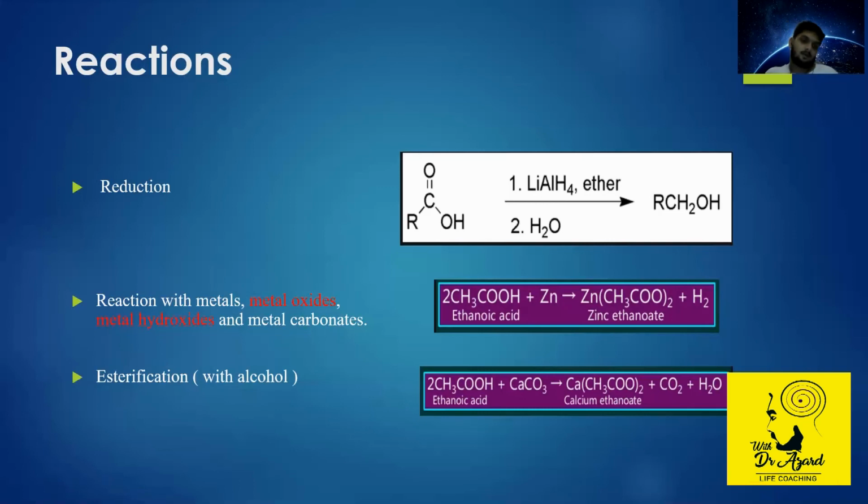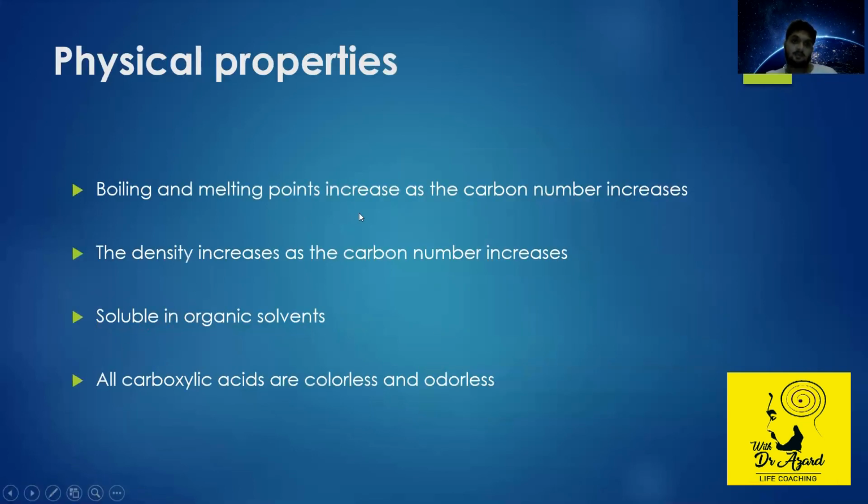And let's move on to the last slide, I guess. So we'll discuss the physical properties of carboxylic acids. Physical properties are mostly similar to those of the other organic compounds. Boiling points and melting points increase as the carbon number increases. Density increases as the carbon number increases. And a very important point we want to mention here is the solubility of this organic compound. They are extremely soluble in organic solvents.